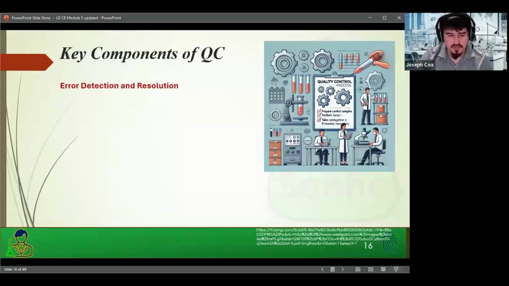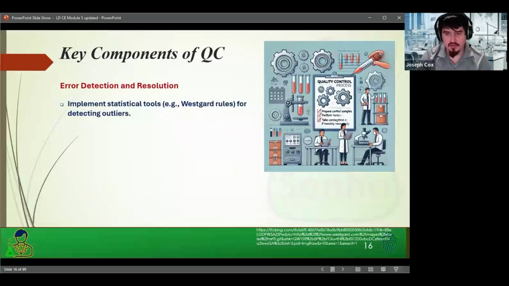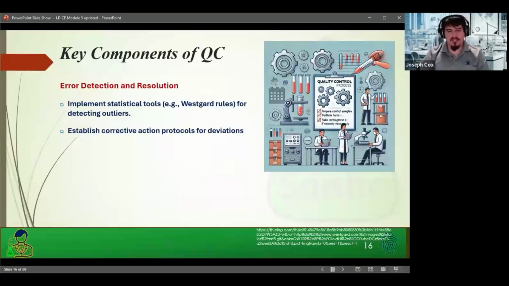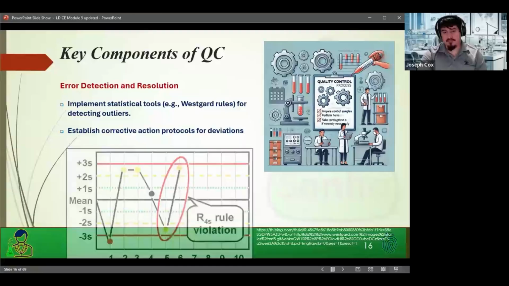You monitor these performance metrics to detect errors and then resolve them. So implement statistical tools, typically Westgard rules. If you don't know what Westgard rules are, I'm going to have a separate presentation for that later on. It's used for detecting outliers. It's a well-established statistical measure to show that you're within a mean and your standard deviations make sense. Establish corrective actions and protocols for deviations.